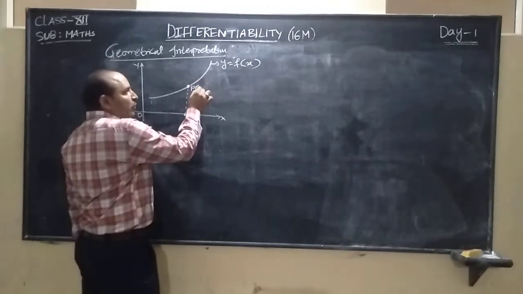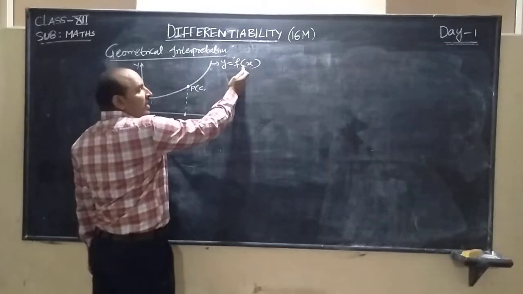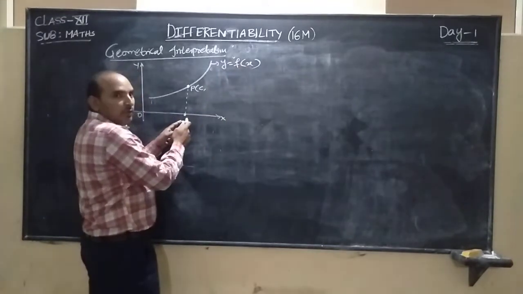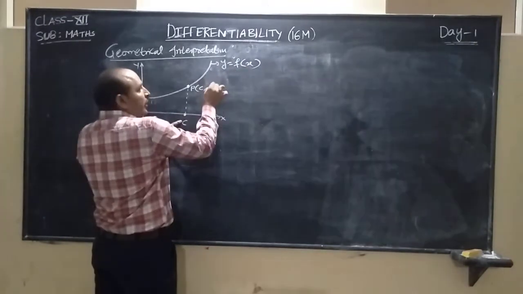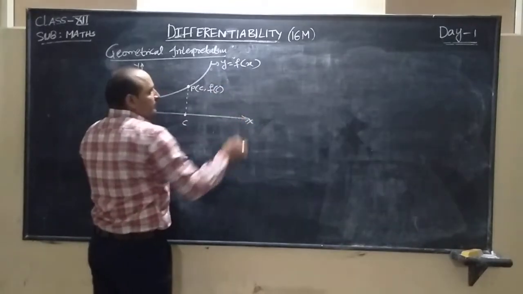What is the x coordinate? x is equal to c. And again the y coordinate, y is equal to f of x, nothing but what? x is equal to c. You can write y is equal to f of c.